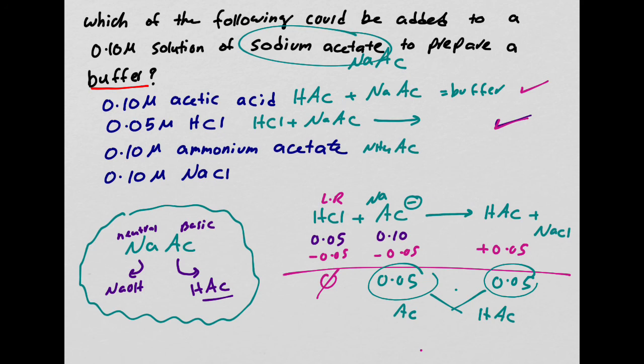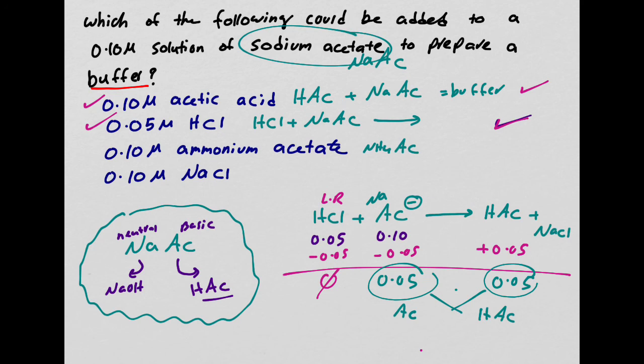Okay? So, yes, the two that are going to work, if I add this and I add this, I would end up having a buffer problem. So yeah, those two actually work. Where it says NaCl, neutral salt, not going to do anything. Acetate, I already have acetate. I don't need that. I need acetic acid or to make acetic acid. Sounds good? Okay. All right, nice job.